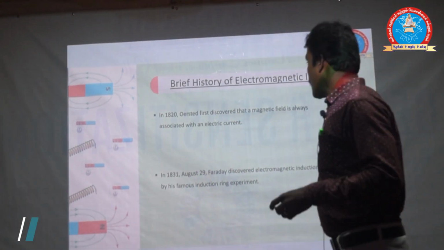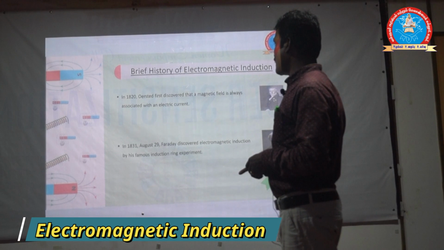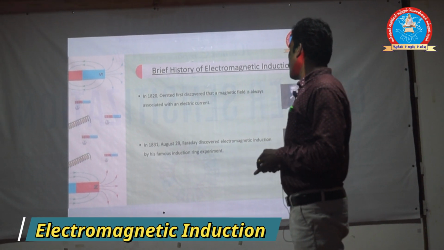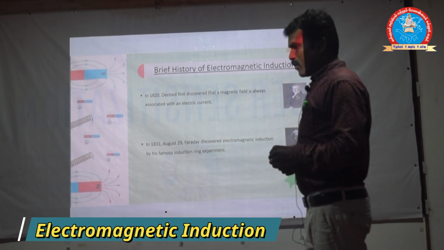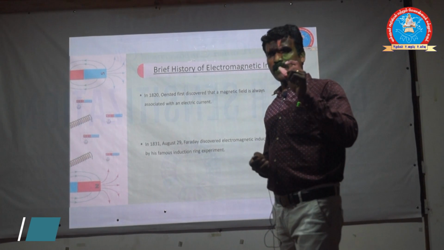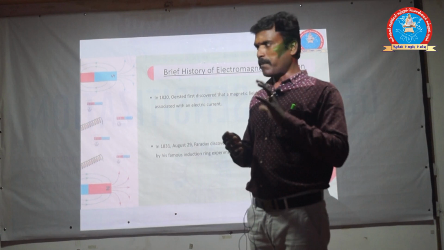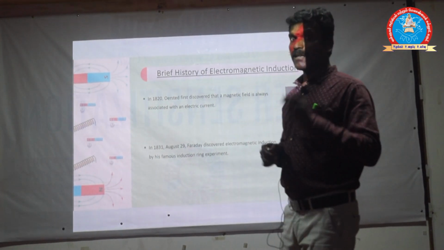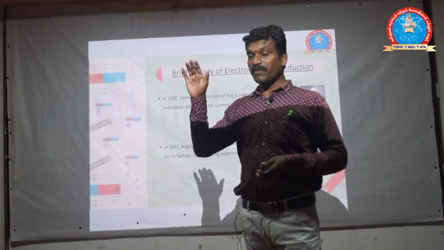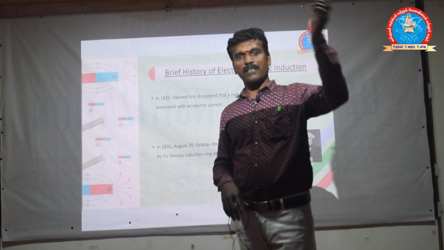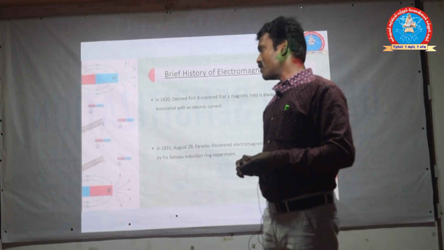Next, a brief history of electromagnetic induction. In 1820, Oersted first discovered that a magnetic field is always associated with an electric current. Simply, we know that our Earth is a perfect magnet. The magnetic lines are inside the Earth, and the lines of force go from south to north, and outside the Earth the lines go from north to south, in a closed loop.